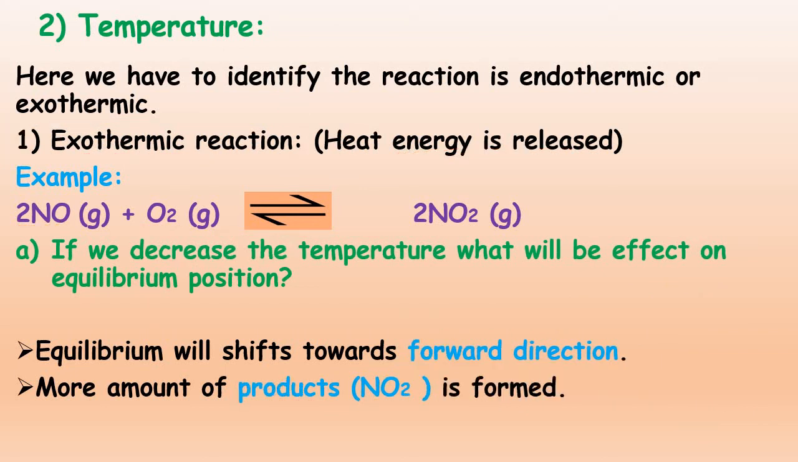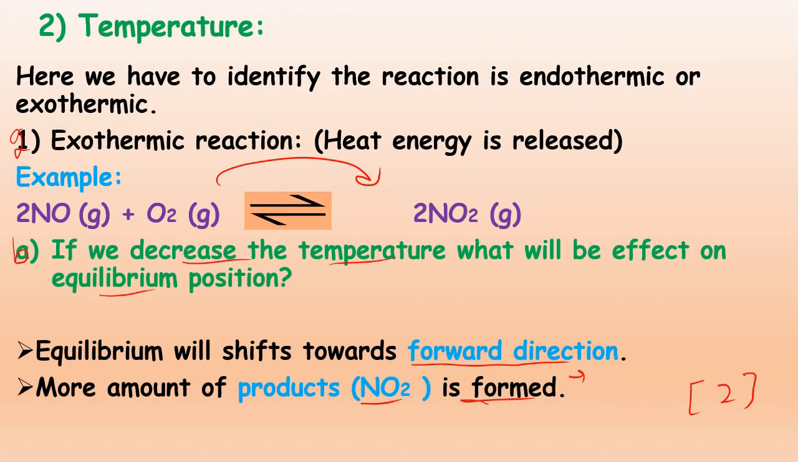Then look here, another second case, part B: if we decrease the temperature, then what will be the effect on the equilibrium position? Similarly, you have to answer in 2 sentences. Number 1, equilibrium will shift towards the forward direction, and the forward direction will be this one. And what will happen? More amount of products, meaning NO2, nitrogen dioxide, is produced. So this is the temperature.